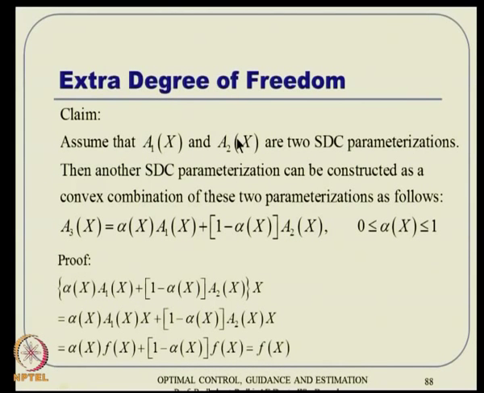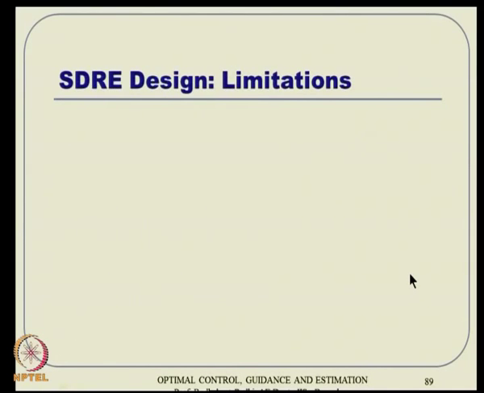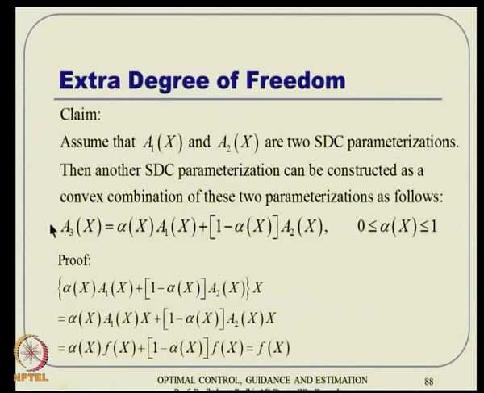In fact, we gave a 2-dimensional example when we were discussing this SDRE lecture. So, you can do an offline optimization formulation and come up with a proper value of alpha, so that this A3, derived out of such a convex combination, is a valid SDC parameterization which will give much better results compared to either A1 or A2. So, those kinds of things are also available. And whether A3 is a valid parameterization or not is very easy to see, because once you plug in this formula it boils down to the same f of x. So obviously, this A3 is a valid parameterization as well.